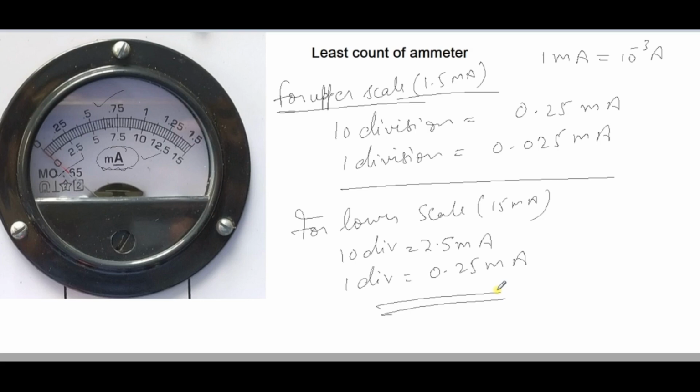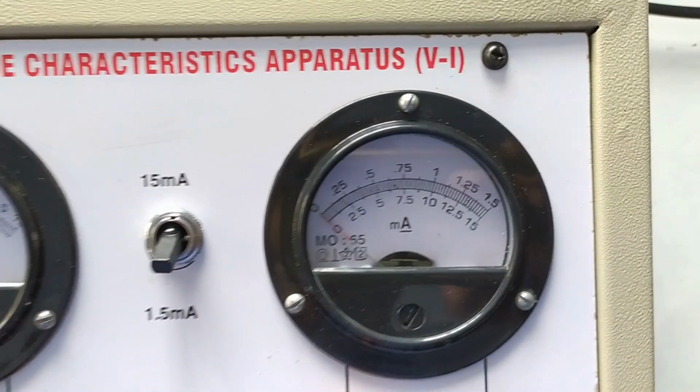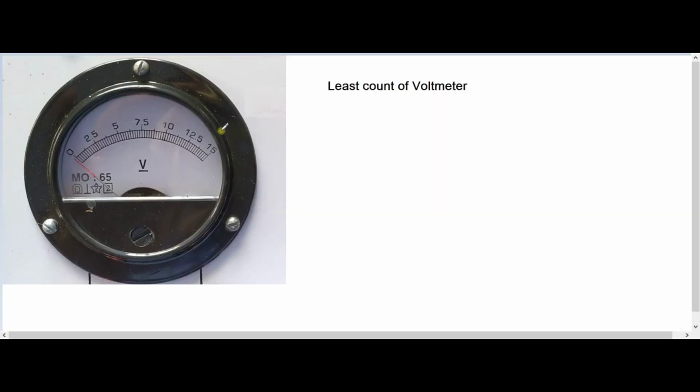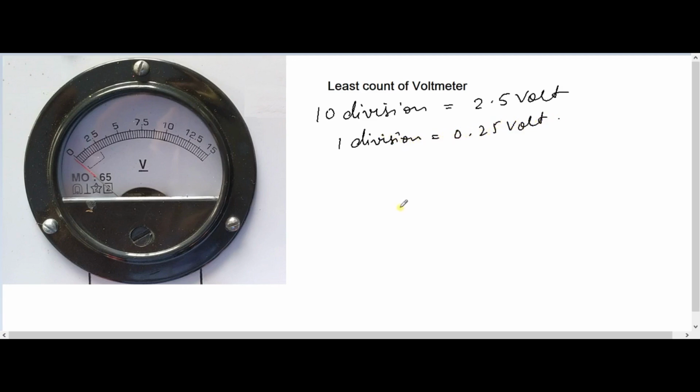Proceeding with the same method, we will find out the least count of a voltmeter. Just have a look on voltmeter. Now we are finding the least count of the voltmeter. We can observe here that 10 divisions of voltmeter scale corresponds to 2.5 volt. Thus, one division will correspond to 0.25 volts. So this is the least count of our voltmeter scale.